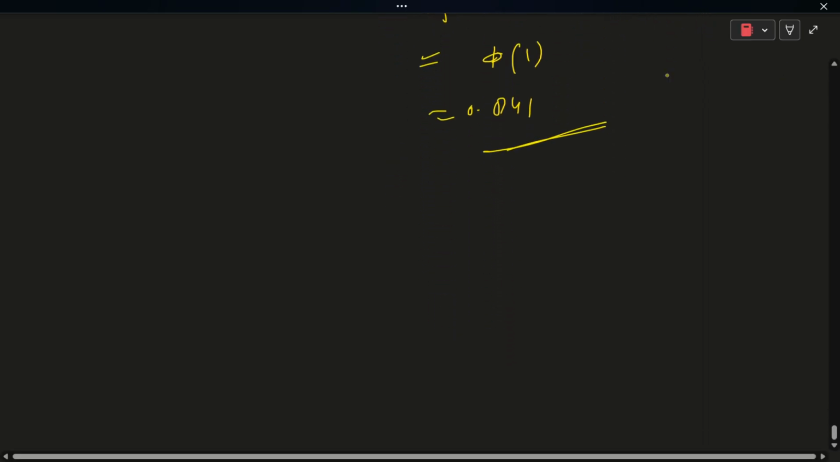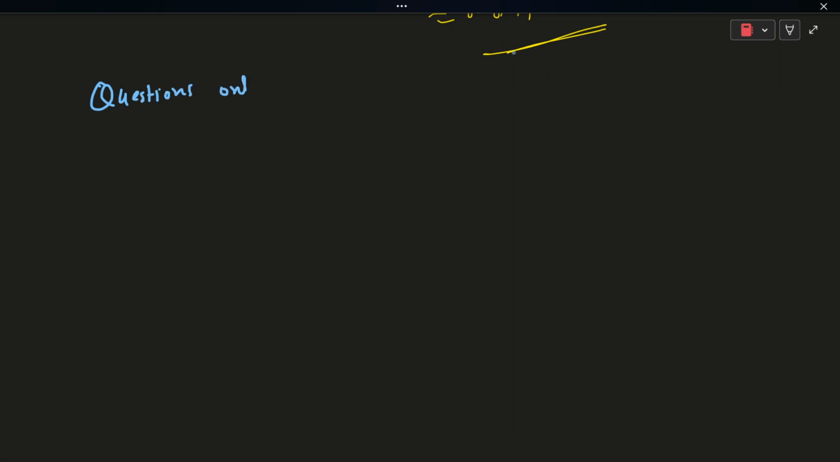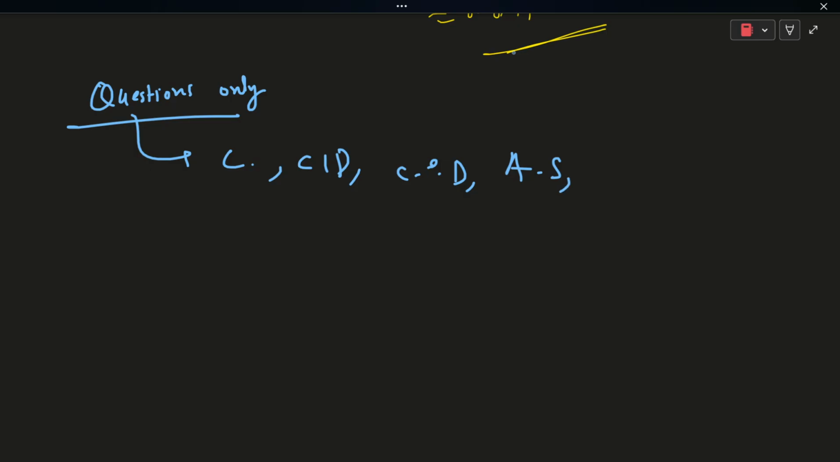See, in the next lecture, remember, we will see questions only on the basis of the topics: Chebyshev, convergence in probability, convergence in distribution, almost sure, weak law of large numbers, and CLT. We will see the questions on these topics.